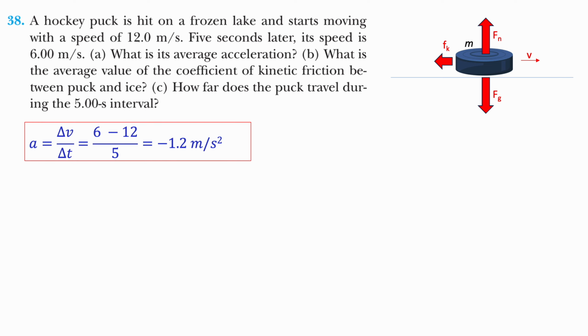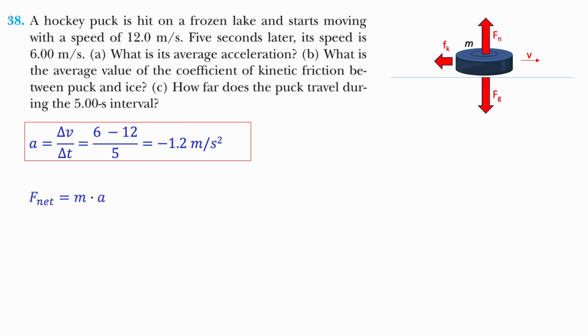For the acceleration, it's actually pretty straightforward. Acceleration is defined as the change of velocity over the change in time. In this case, final velocity 6 minus initial velocity 12 over 5 seconds. The acceleration is negative 1.2 meters per second squared.